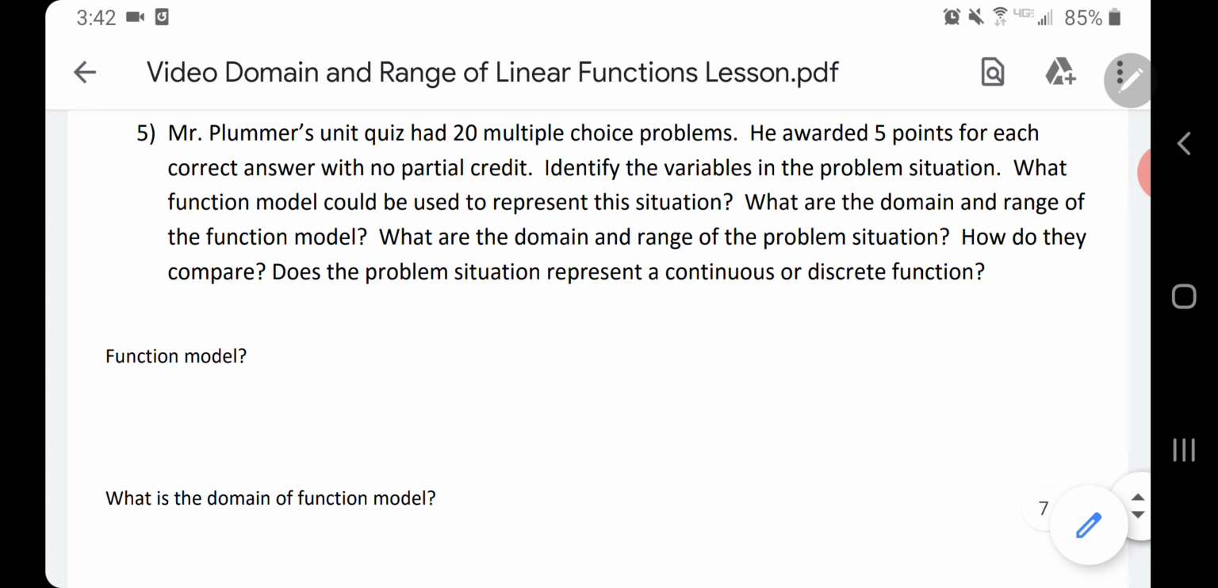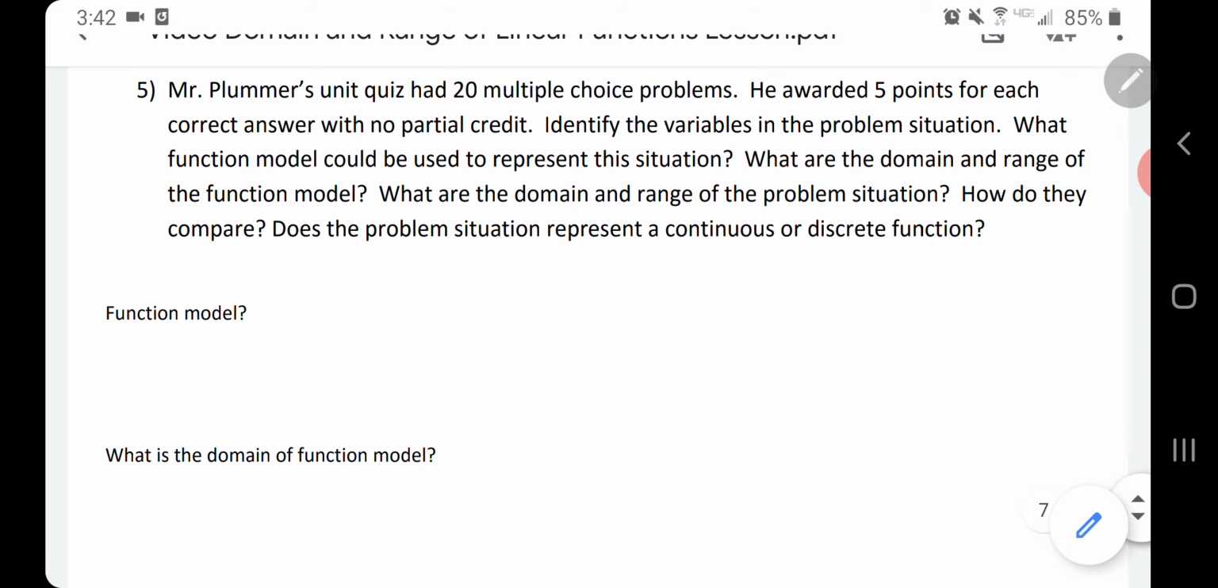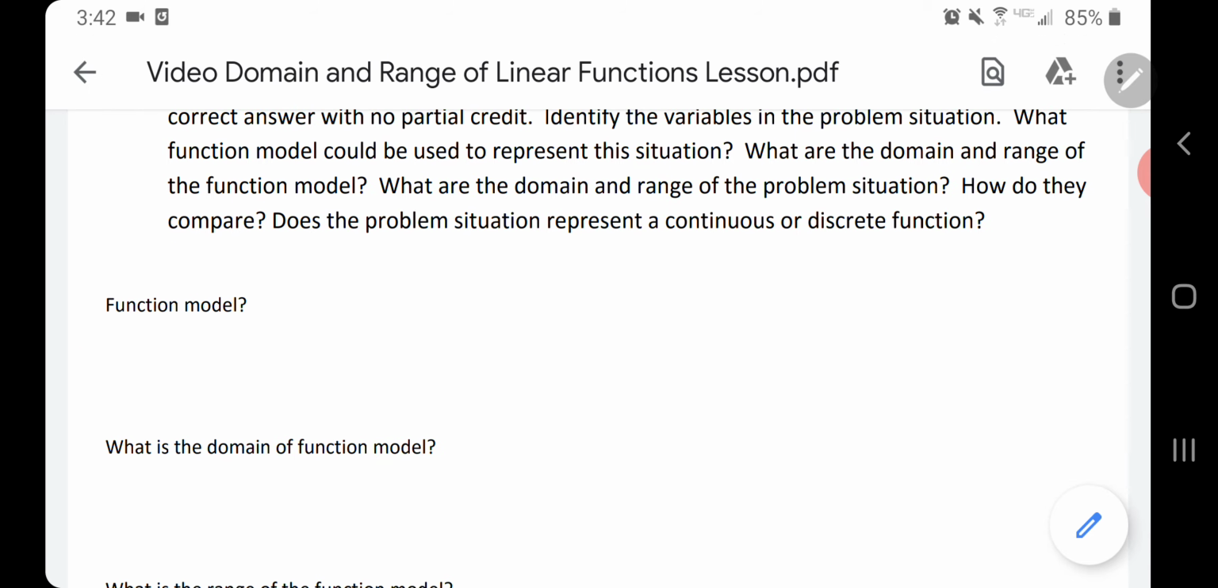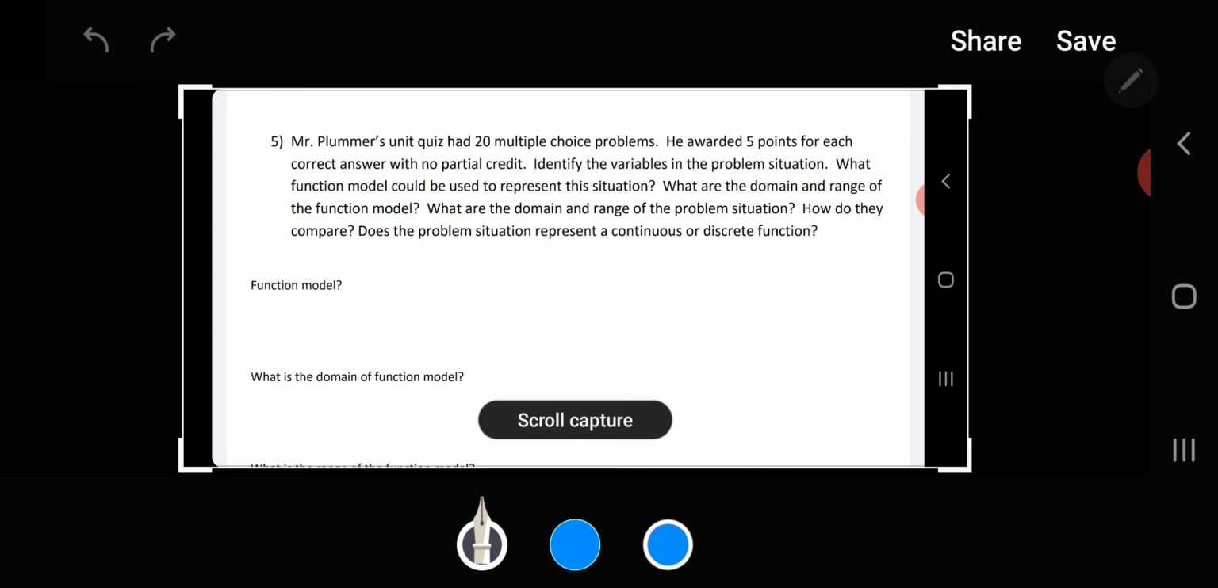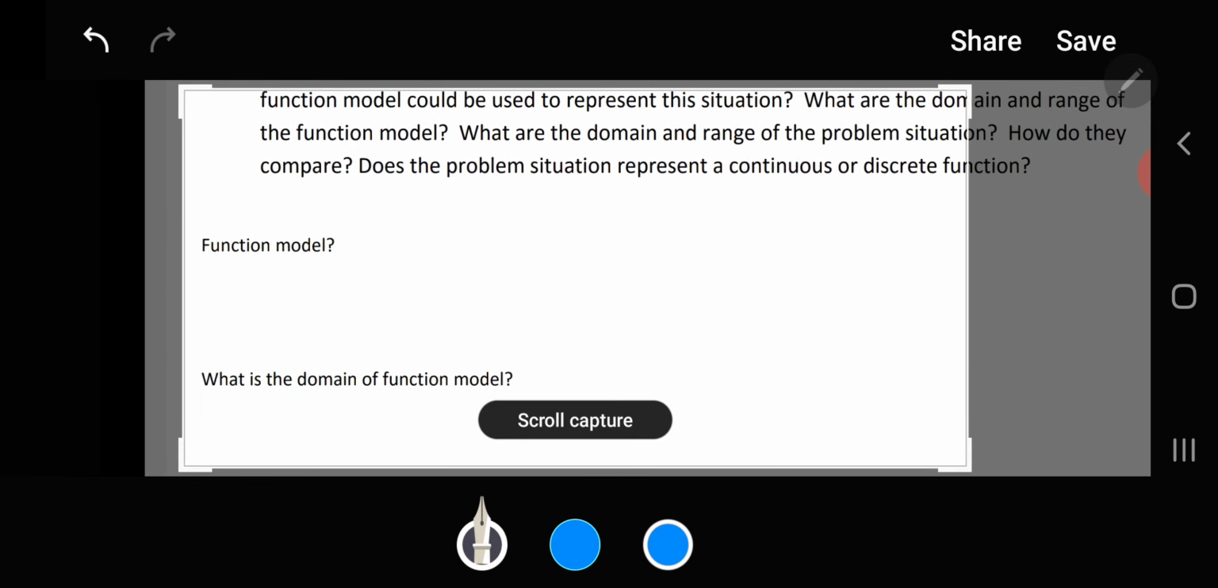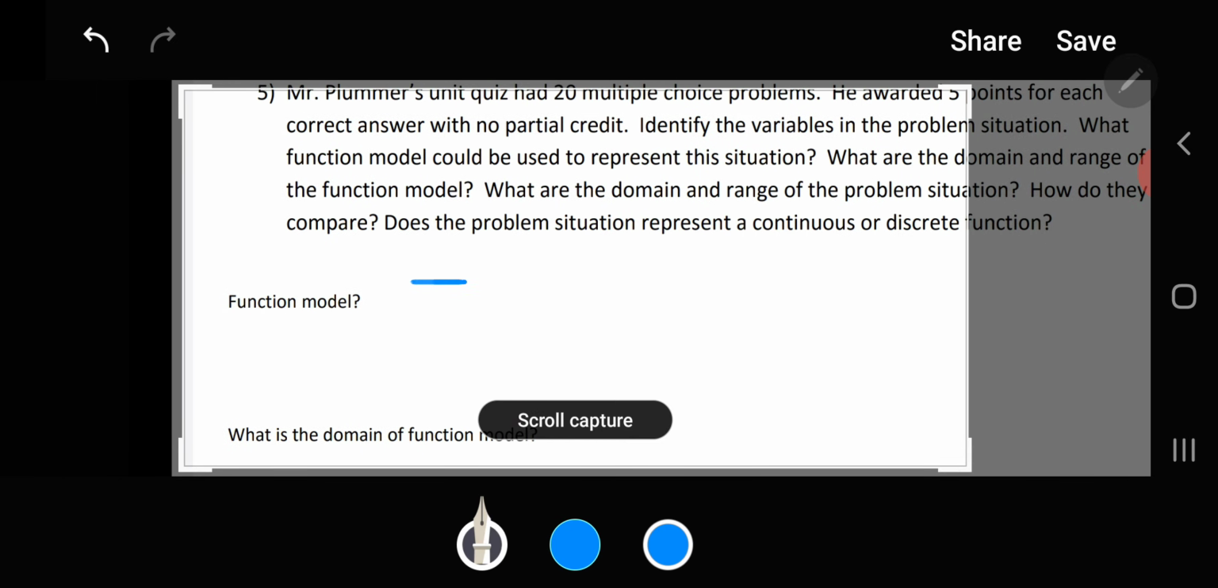So what's the function model? Bear with me here, guys. Alright, so the function model would look something like this. We would have y, or our total points, equal to 5 times x, or the number of problems we got. So for example, if we got 0 problems, we have 5 times 0, we get 0 points. If we had 1 problem right, we get 5 times 1, we get 5 points. If we got 10 problems right, we have 5 times 10, we get 50 points, and etc.